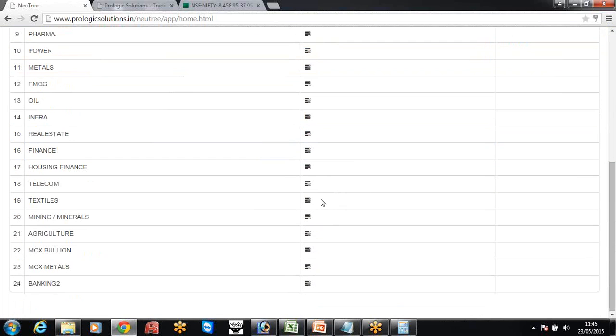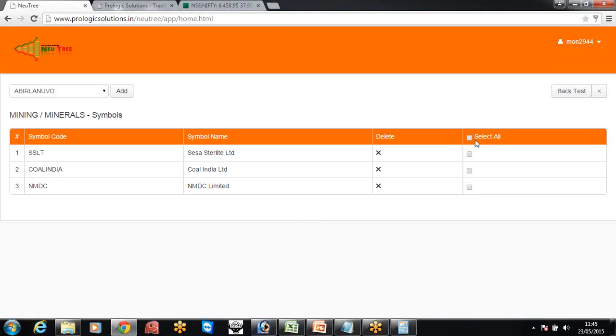You have so many groups and so many scripts. You don't need to enter into speculation again. So this is how you add the trades. Just choose all of them and click on backtest.